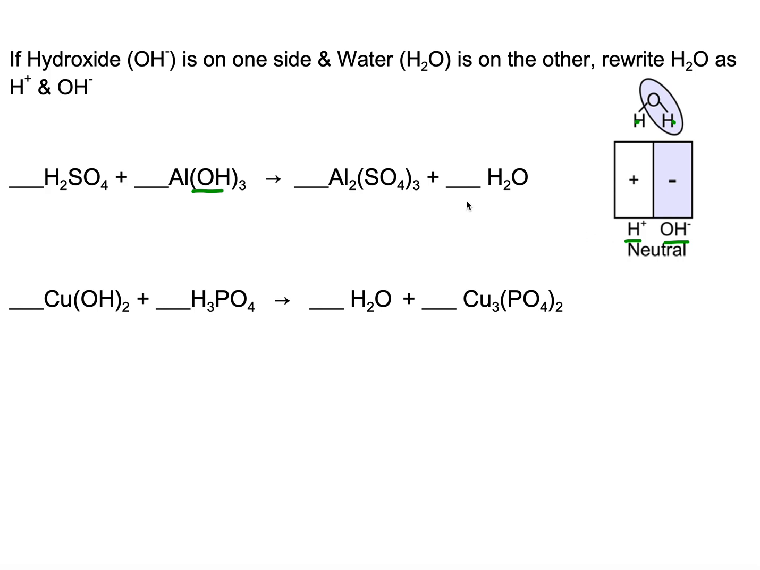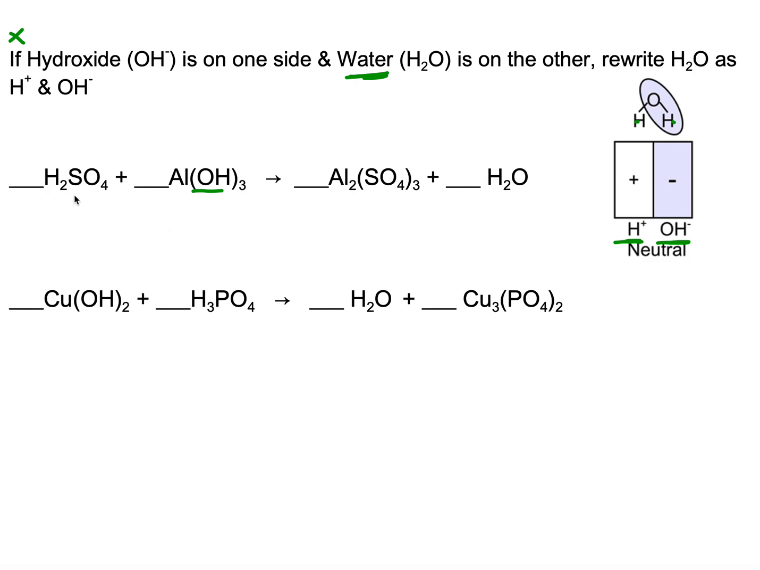So here's the extra little tip. If hydroxide's on one side, doesn't matter which side, but if hydroxide's on one side and it's not on the other, but water is, then you can rewrite water to make it seem like it's a hydroxide. Just take that H2O and split it into an H and an OH. So this is how I would go about looking at this equation.